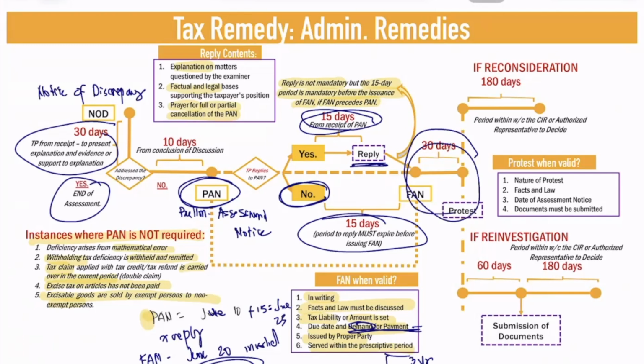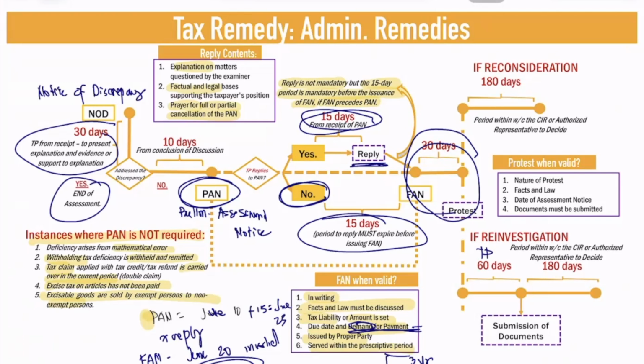And how do you protest? Either reconsideration or reinvestigation. Sir, what's the difference? If that is considered reconsideration, then you are asking the BIR to just reconsider based on the facts and law you have provided. If reinvestigation, you provide additional documents. So for reconsideration, the CIR has 180 days to decide. If reinvestigation, taxpayer is given 60 days to submit documents. And after that 60-day period, the CIR has 180 days to decide.